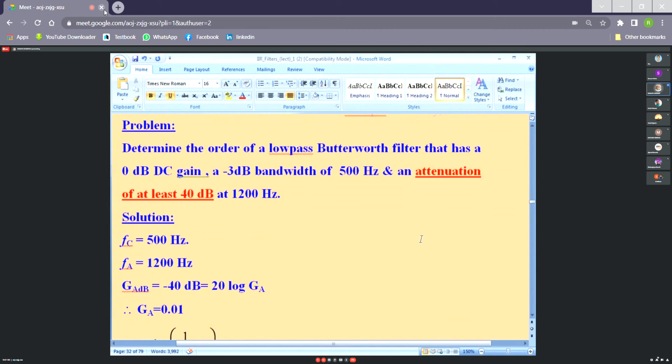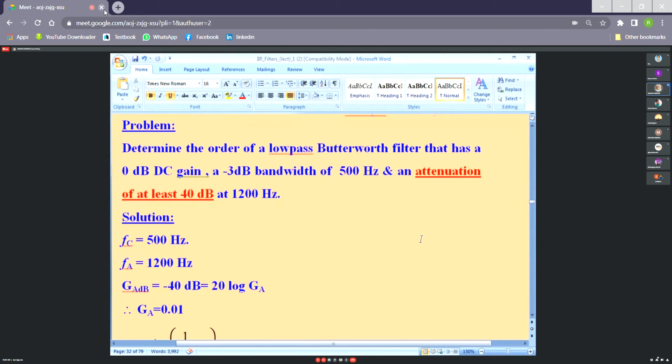So the cutoff frequency FC is specified at 500 Hz. At some other frequency FA, which is 1200 Hz, the minimum attenuation is specified as 40 dB. If you simply consider that the attenuation at that frequency has to be 40 dB, then what will be the corresponding gain at that frequency in dB? The relation between attenuation and gain when expressed in dB is simply that one is the negative of the other. So GA dB is minus 40 dB.